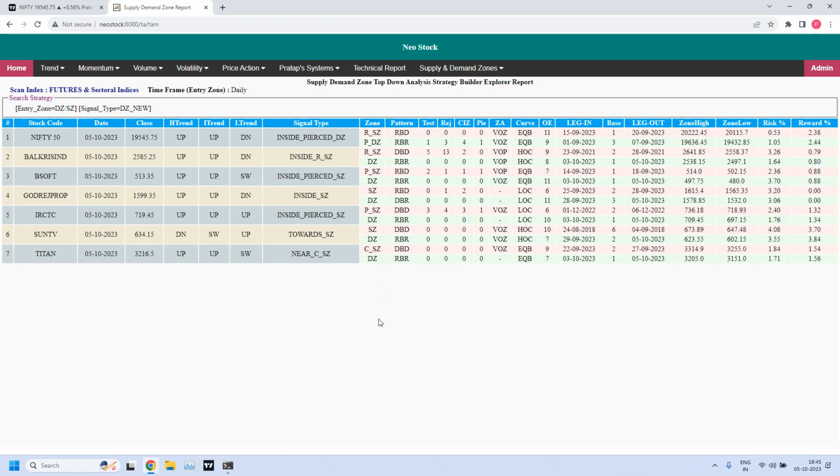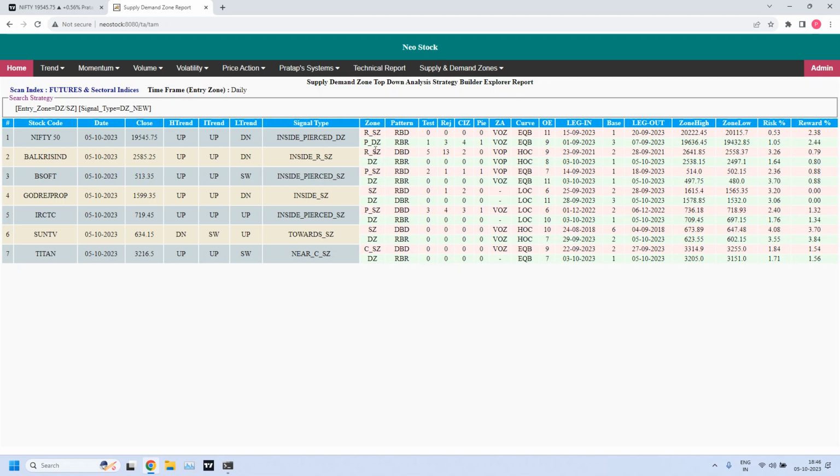Unless your newly created demand zone is inside another daily demand zone, in that case, whichever zone is having high, that will be shown in this list. Look into this. This is not a newly created demand zone, but inside this, a newly created demand zone is there. In such a scenario, rarely you find such stocks. But otherwise, the list will be showing newly created demand zones.